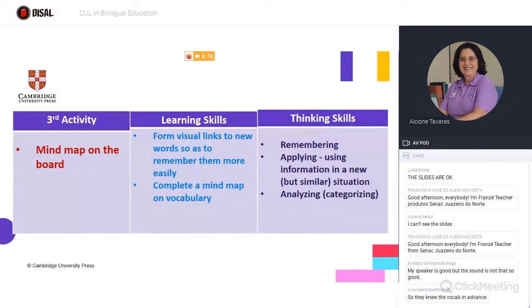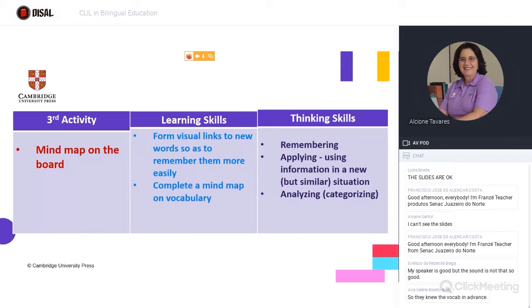Form visual links to new words so as to remember them more easily. Teaching students to make visual links is quite interesting, because when we organize vocabulary visually and in semantic fields, we memorize the words better, right? So this is an interesting activity. Another learning skill is complete a mind map of vocabulary.